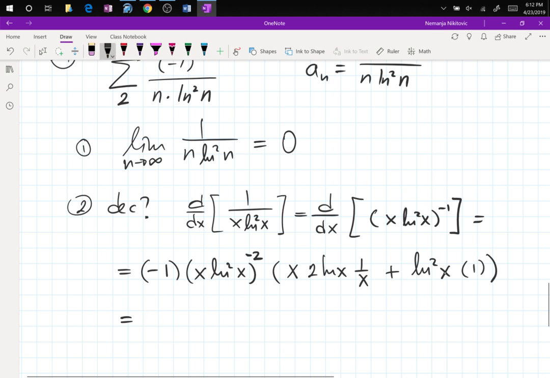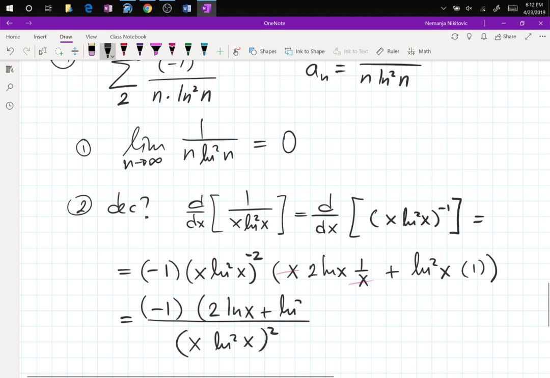So we have this denominator of x ln squared x, everything squared. We do have a negative 1 on top. And now these x and x will cancel over here. Bye-bye. And all I have is 2 ln x plus ln squared x. Now, can you just look at this and know it's always negative?